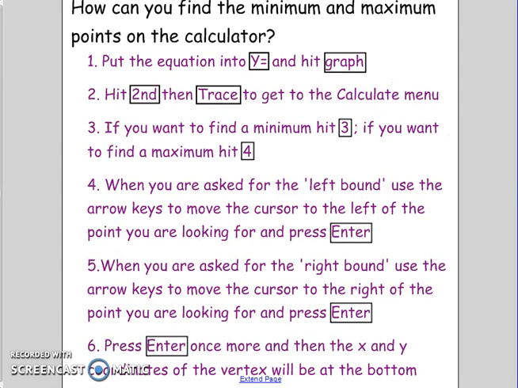Okay, how can you find the minimum and maximum points on a calculator? You would put the equation into y equals and hit graph. Okay, then we're going to hit second and then trace to get to the calculate menu. And then we're going to use either number 3 or number 4 if we want to find the minimum or the maximum. So you need to know which way your parabola is going to open before you can choose one. Then once you figure out if you're doing minimum or maximum, it's going to ask you for the left bound, and you're going to use the arrow keys to bring it to the left, and then hit enter. Then you're going to move it to the right, hit enter, and then enter again, and that will give you your vertex. And we're going to do an example together.